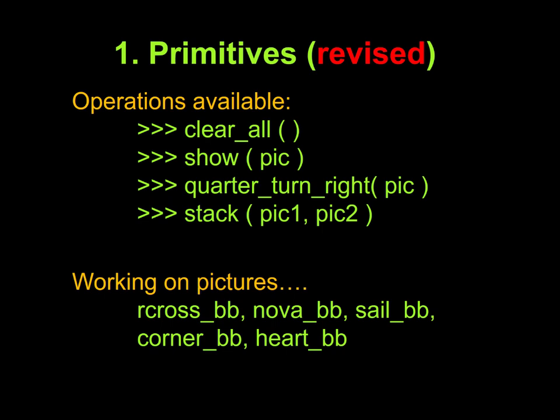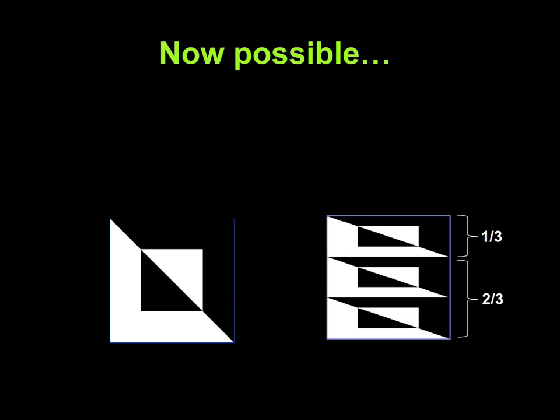So we need to revise the primitives. We had clear all, show, quarter turn right, stack, working on all these images or pictures. We need stack fraction, using a fraction of the space for picture 1 and the remaining for picture 2. With this, we can then do what we saw just now. Let's see how we do it.